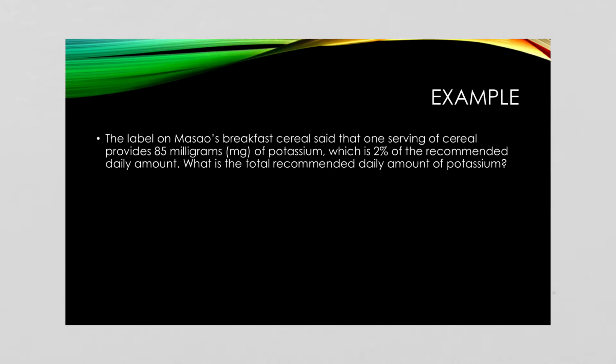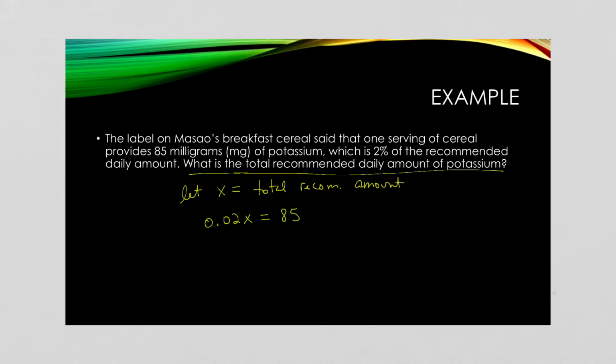On this problem, the label on Maceo's breakfast cereal said that 1 serving of cereal provides 85 milligrams of potassium, which is 2% of the recommended daily amount. What is the total recommended daily amount of potassium? All right, so we're going to let X equal the total recommended amount of potassium. And I know that 0.02, which is 2% as a decimal, times X is 85 milligrams. So now I'm going to divide both sides by 0.02. So I've got 85 divided by 0.02, and I get my total recommended amount is 4,250 milligrams of potassium.